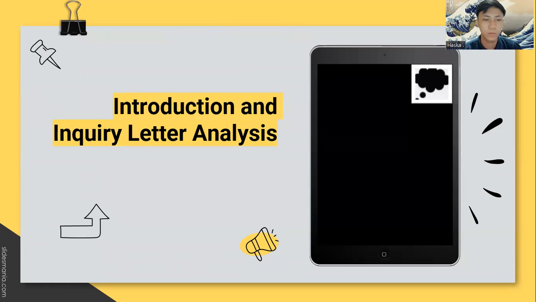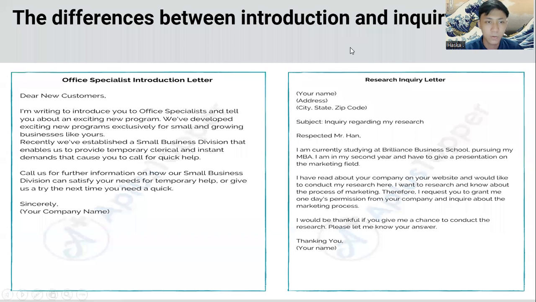Okay, for the next one, we are beginning with our introduction and inquiry letter analysis. First of all, we have the difference between the introduction and inquiry letter. Now I will give the results of my analysis of the following two sample letters below. It may not be perfect, but I will try my best.